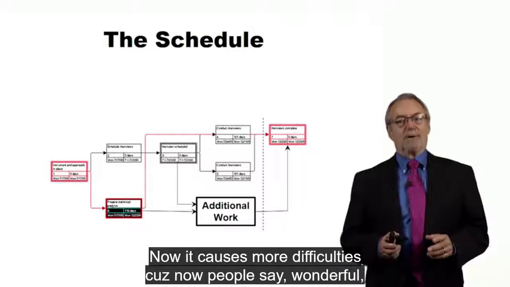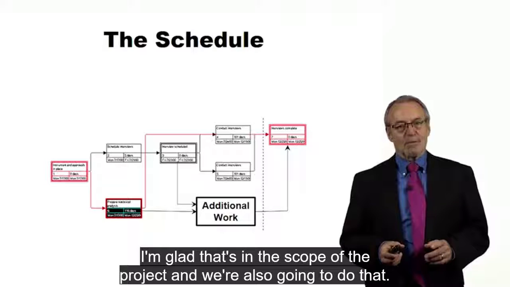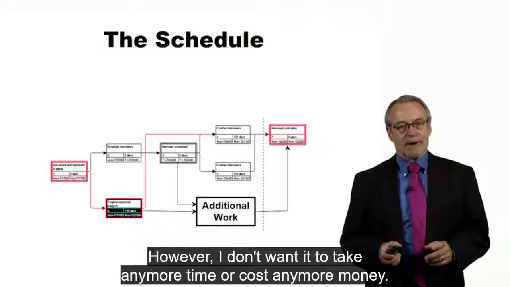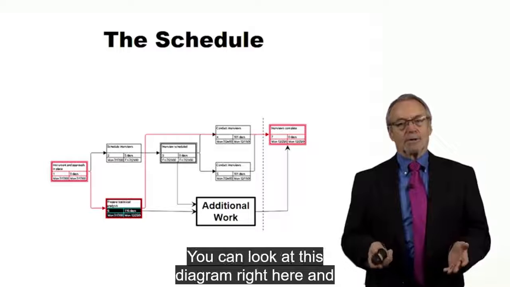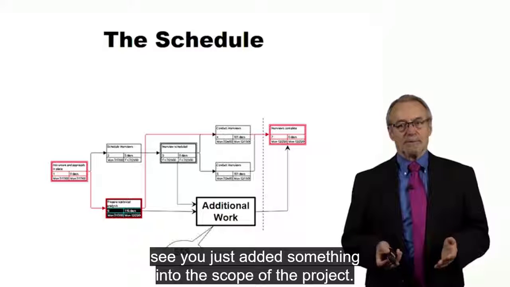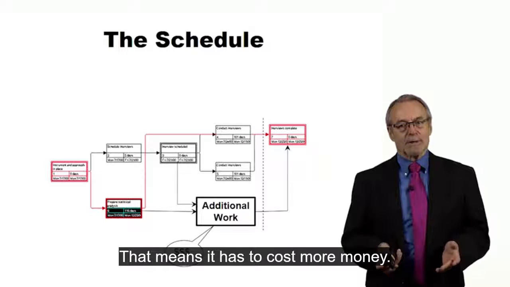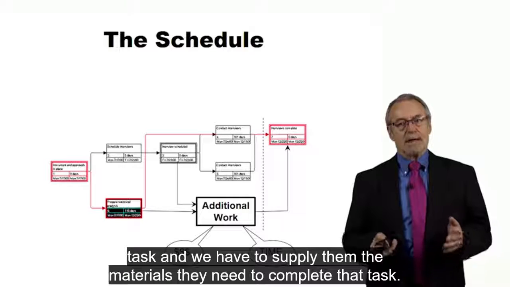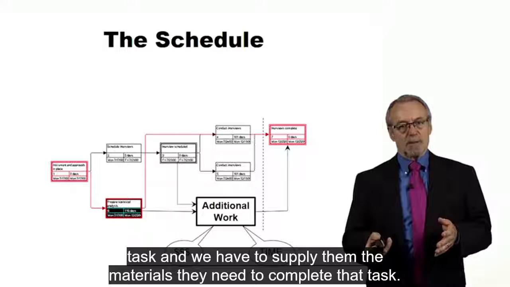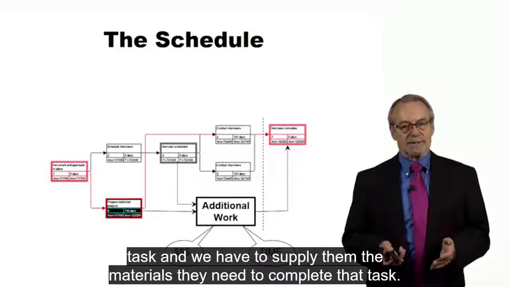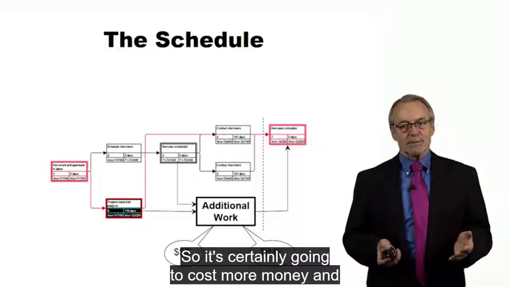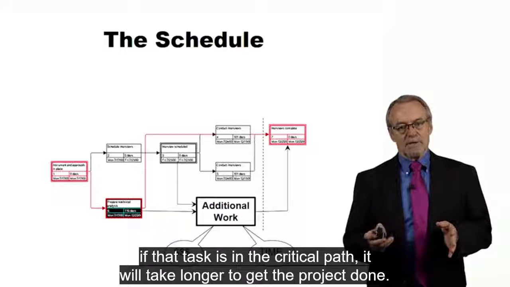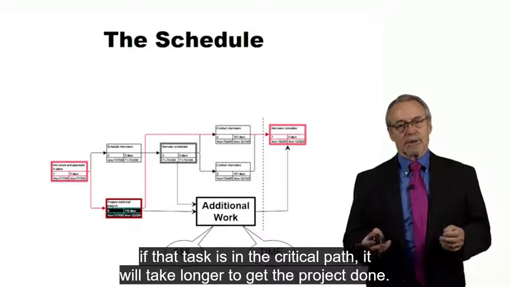Now it causes more difficulties, because now people say, wonderful, I'm glad that's in the scope of the project and we're also going to do that. However, I don't want it to take any more time or cost any more money. You can look at this diagram right here and see, you just added something into the scope of the project. That means it has to cost more money. We have to pay somebody to do that task, and they have to take the time to do that task, and we have to supply them the materials they need to complete that task. So it's certainly going to cost more money, and if that task is in the critical path, it will take longer to get the project done.